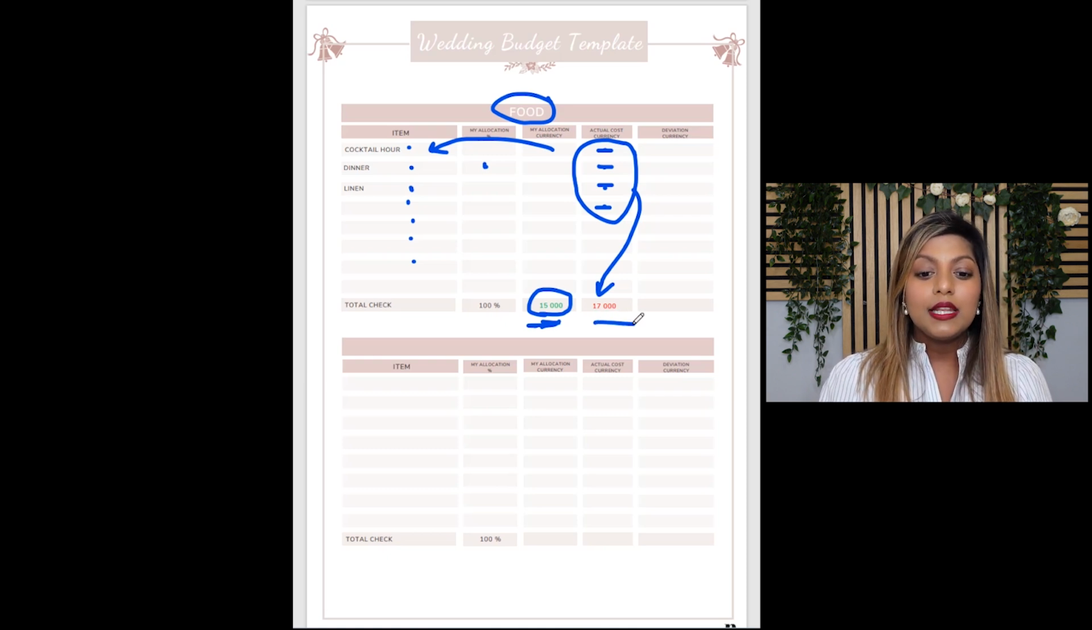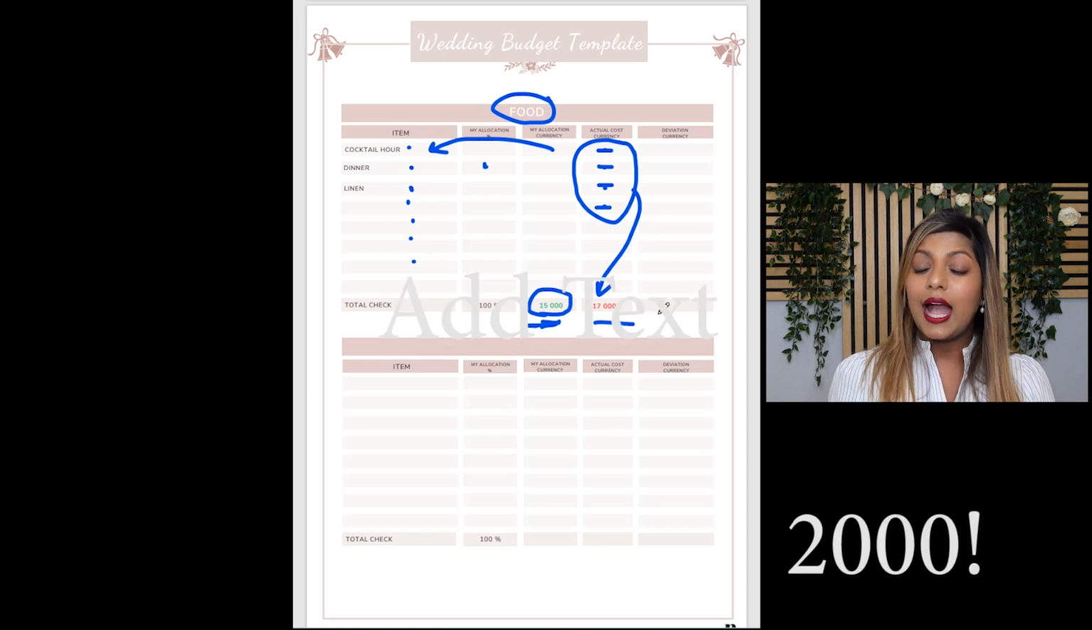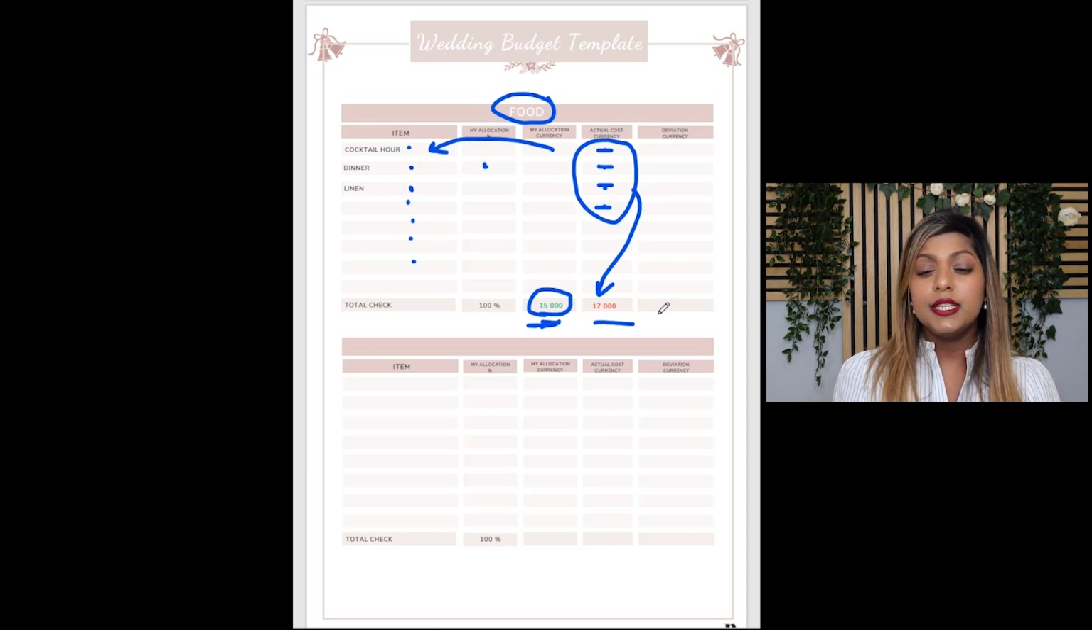Now, immediately you can see that 17,000 is greater than 15, which means I'm over budget. I have spent 3,000 more than what I should be spending on food. And this essentially leaves me with two options. The first option is that I need to take out money from my buffer in order to pay for this, therefore my buffer is going to go down.